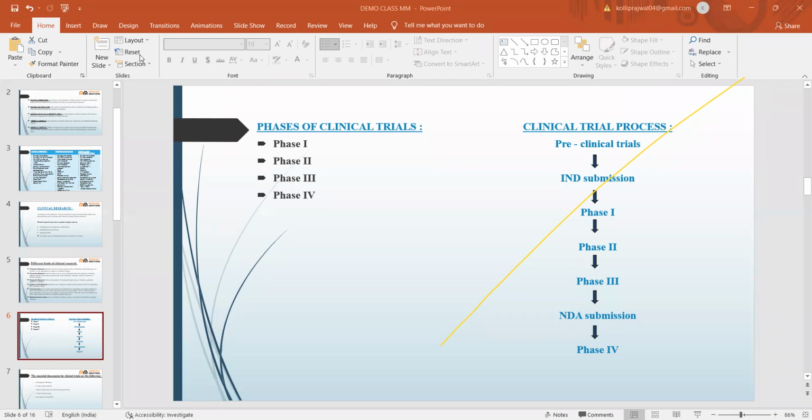Now the thing which you are talking about is phase 0, right? In phase 0, we conduct the experiments on humans, but the dosing is micro dosing there. In micro dosing, again we are going to collect the pharmacokinetic parameters. Do you know what is pharmacokinetic parameter?